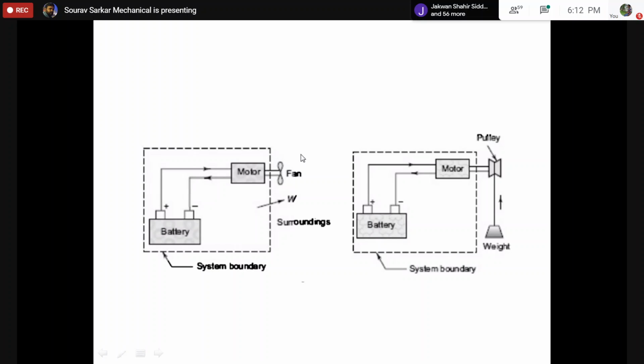So in the definition of thermodynamics, can we say that this is work? Yes or no? It can only be said that this is work if I replace the fan and fix a pulley, and if I connect a weight through a wire and this battery can lift the weight, that means it is performing work. So it is basically what I'm trying to say: how do we recognize which one is work and which one is not work?